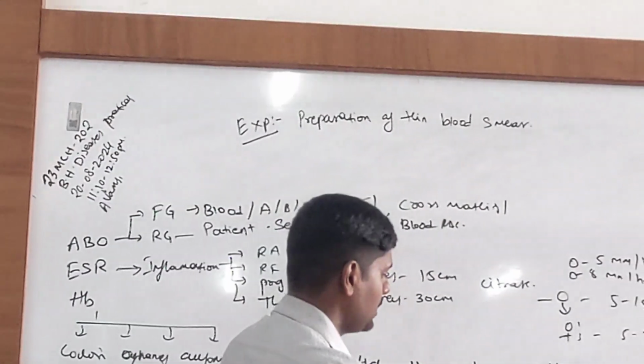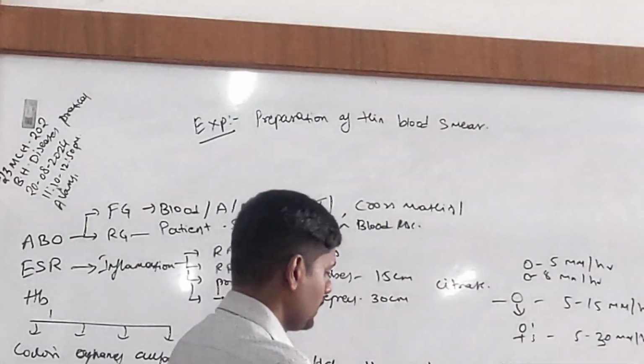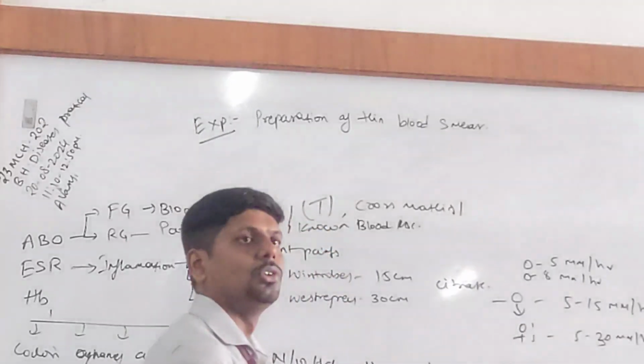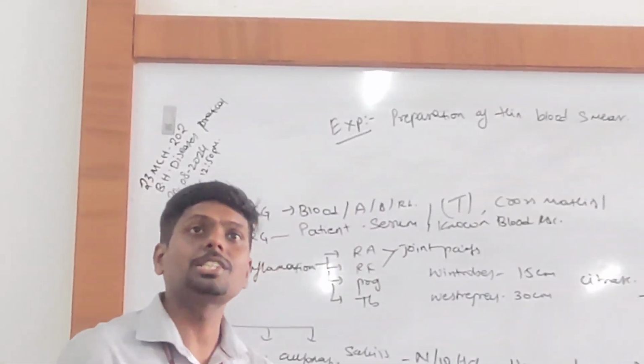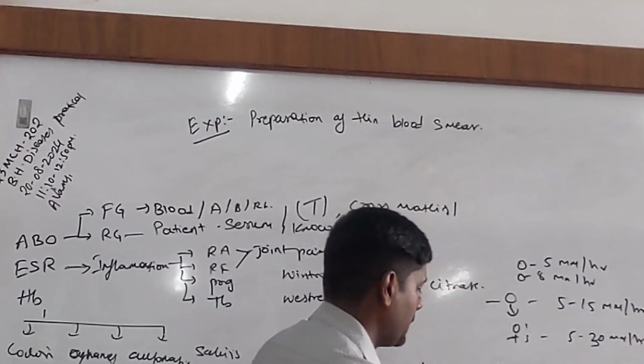Hb stand. We have a stand. Then Hb pipette. What is the purpose of this pipette? To collect the blood. How much quantity of blood? 20 microliters of blood. Very good.